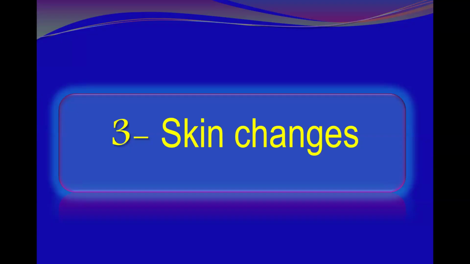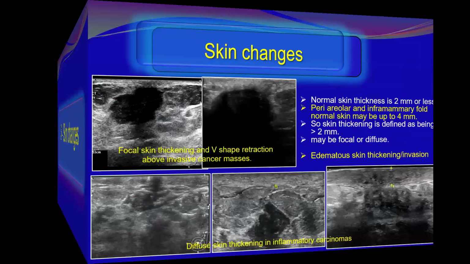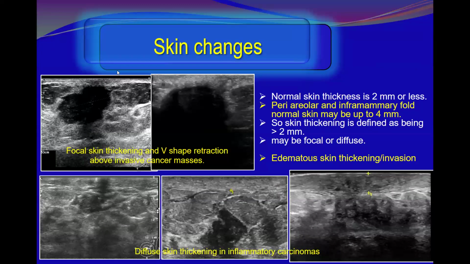The last associated feature for today's discussion is skin changes. Here we can see malignant masses, in this example with focal skin thickening and retraction, V-shaped retractions. And here we can see diffuse skin thickening in cases of carcinoma, inflammatory carcinoma.